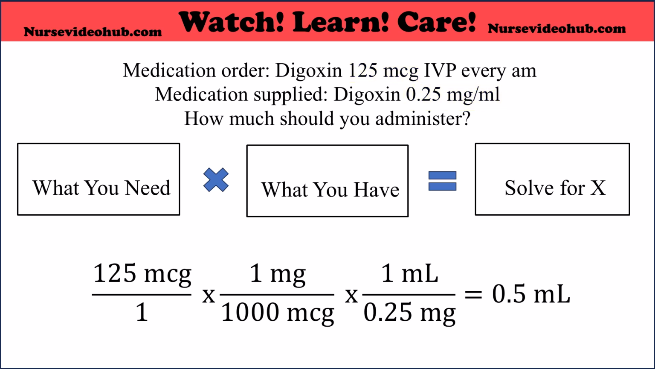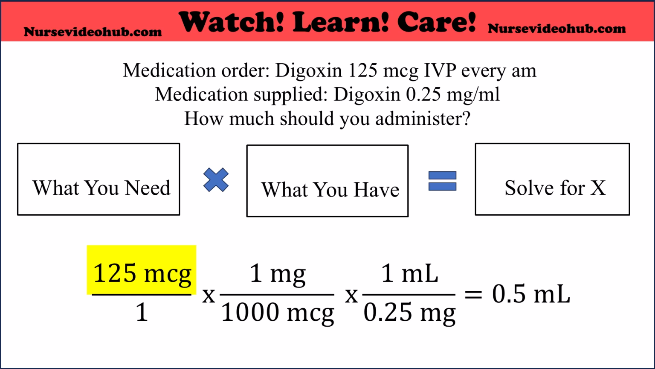You set the problem up to identify the number of milliliters to administer. Write out the prescribed dose as a fraction, 125 micrograms over 1. You can convert 125 micrograms to milligrams by placing the conversion factor, 1 milligram over 1,000 micrograms, into the equation. Then write the available medication in a fraction with the units set up so that they cancel out, 1 milliliter over 0.25 milligrams. You calculate the answer by multiplying across.